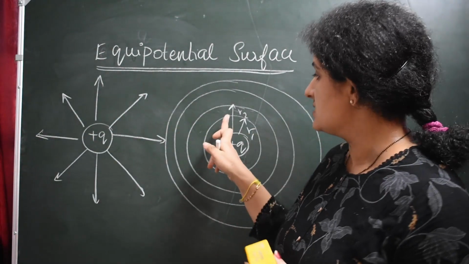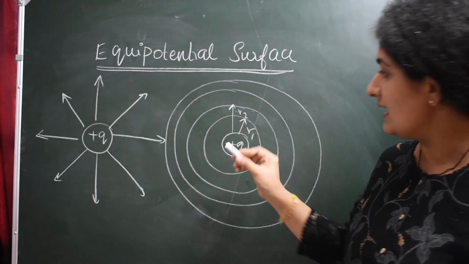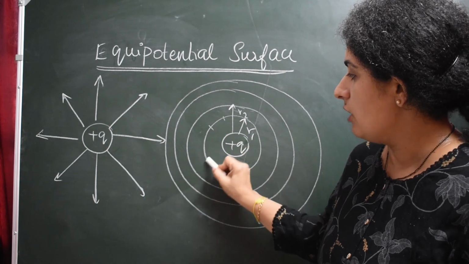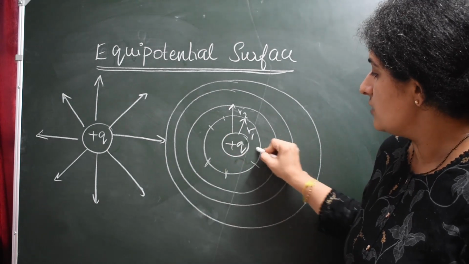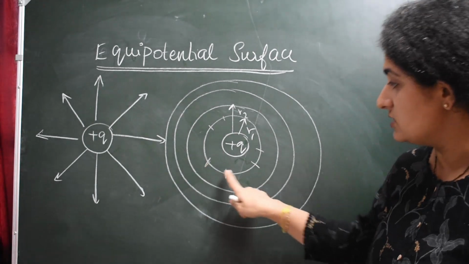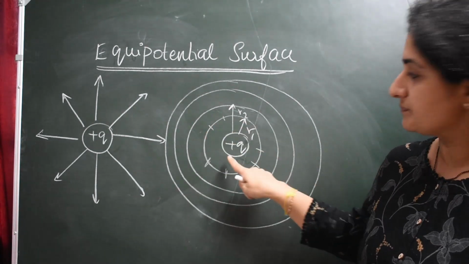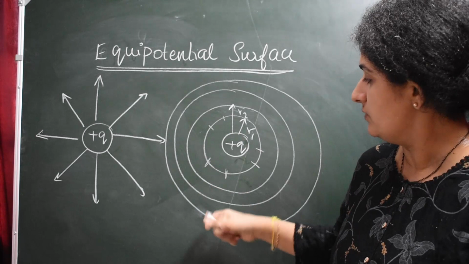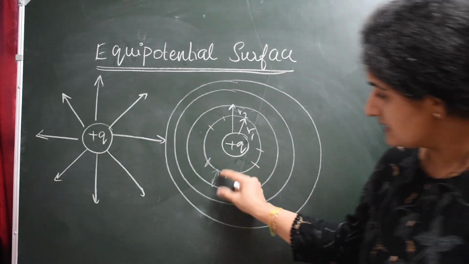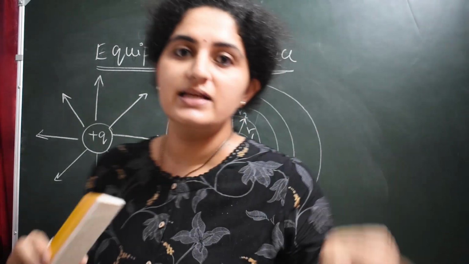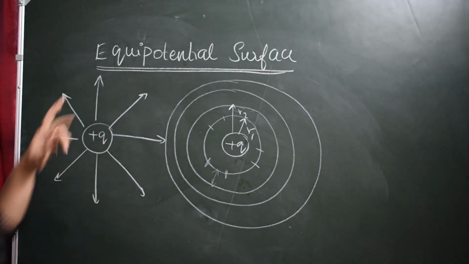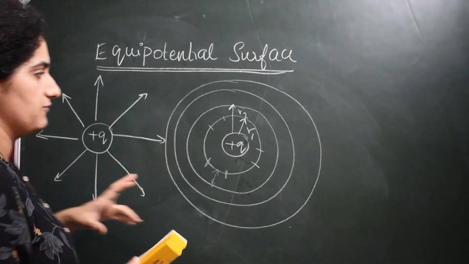In other words, you need not do any amount of work to move the charge from here to here, or from here to here. Wherever you consider, you need not do any work to take the charge through this circle. But from here to here, you need to do work, so there is a potential difference. In that region, no need to do any work. That is why it is known as an equipotential surface.